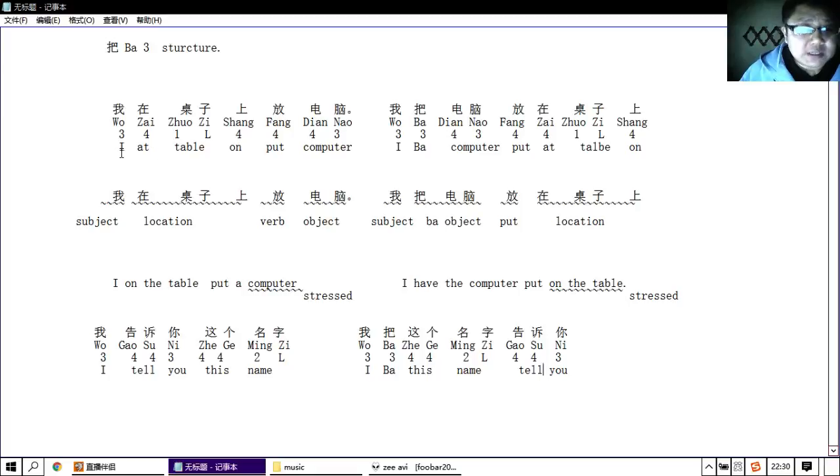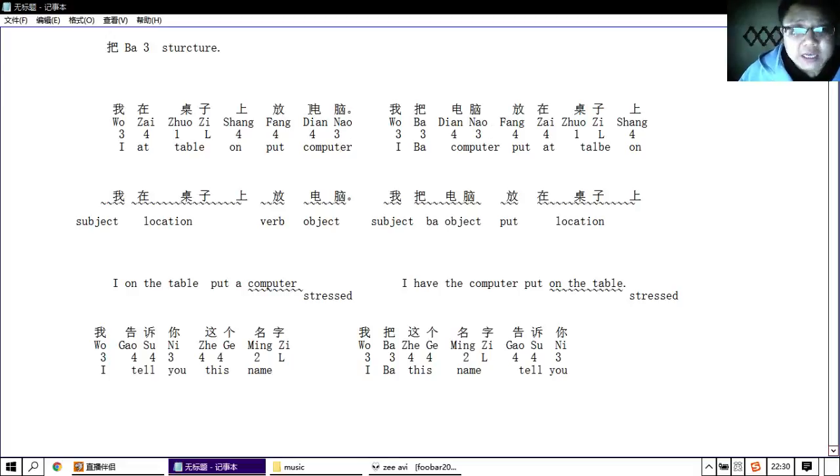The first sentence goes with the order that I is the subject, on the table is the location, put is the verb, and then the computer as the object is at the end of the sentence. Now what I want to say is that this computer is now being stressed because it is at the end of the sentence. Now the question is, what if I just want to emphasize my location, 在桌子上, on the table? Now I really have to change this order of the sentence.